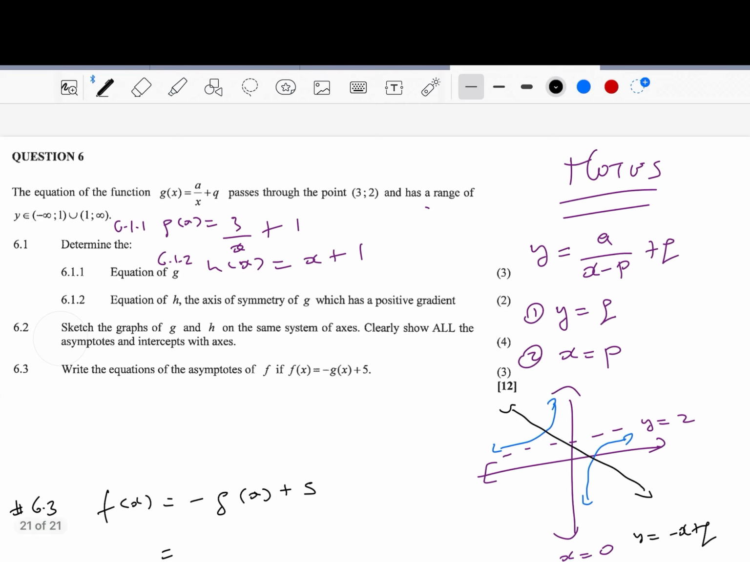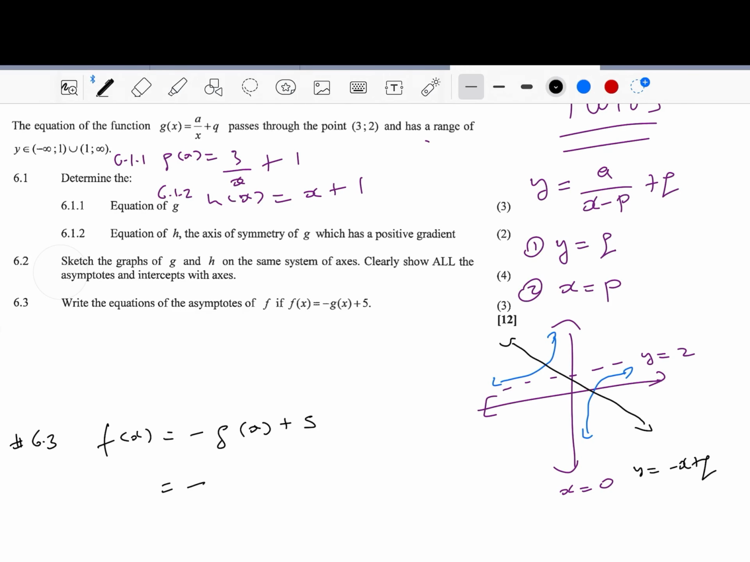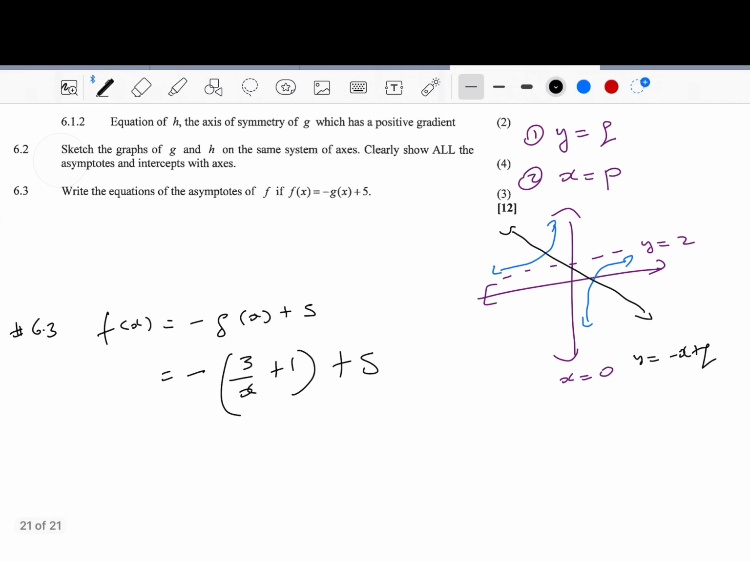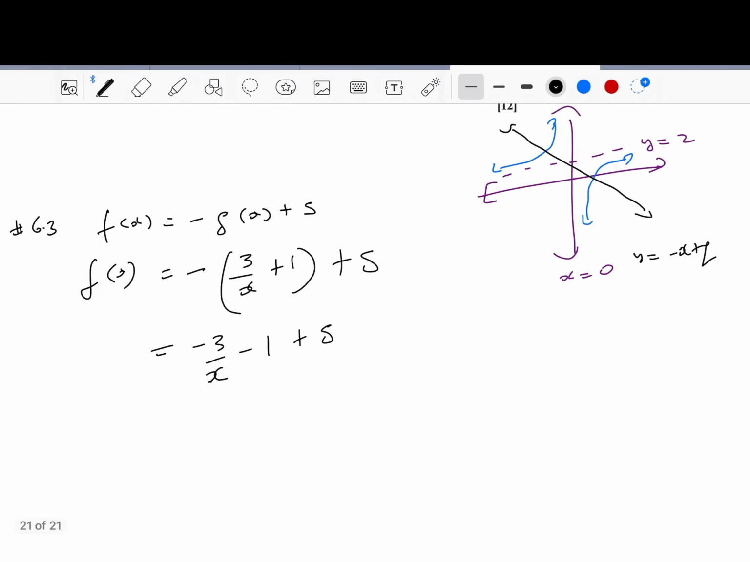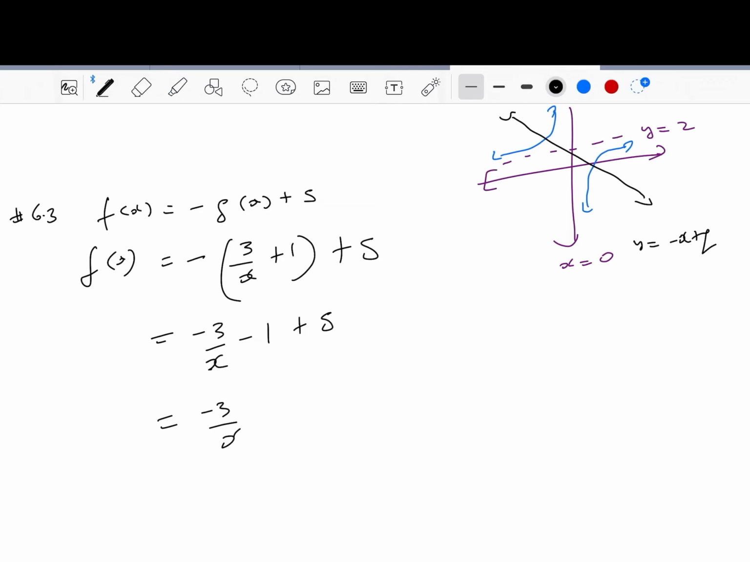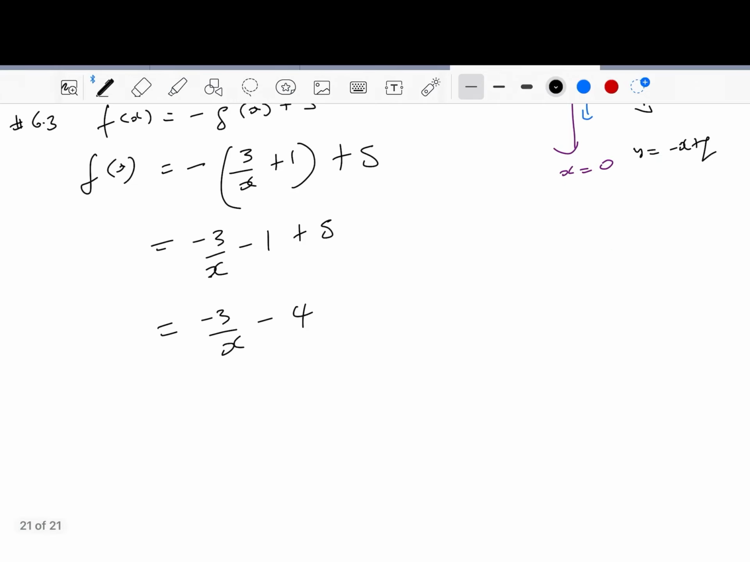So what is g of x? g of x is, we can write that down, a over x. In fact, it is 3 over x plus 1 plus 5. So that's what you got. So f of x is equal to this, and you can now simplify this one. So this is equal to negative 3 over x minus 1 plus 5, right? And then this is equal to negative 3 over x. Negative 1 plus 5 is negative 4. So f of x is equal to negative 3 over x minus negative 4.